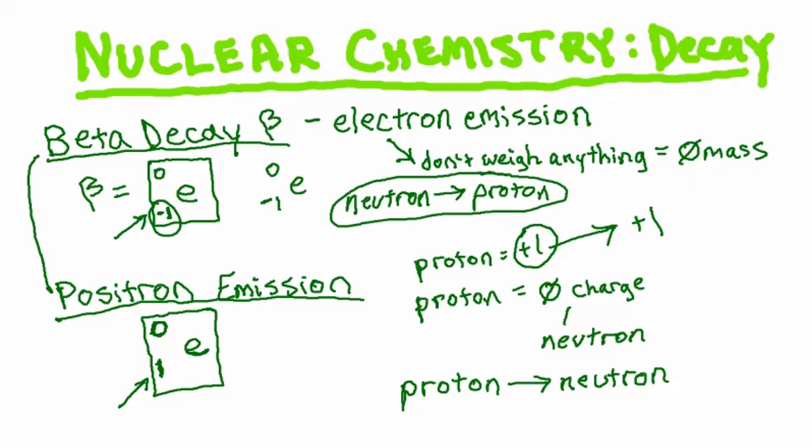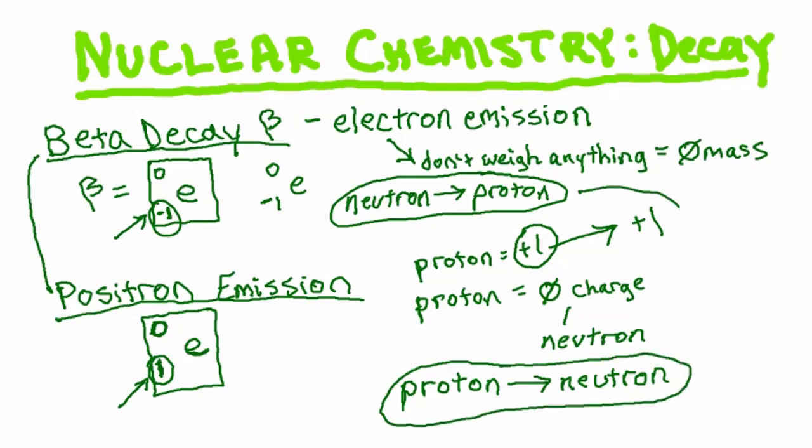And positron emission has a positive 1 down at the bottom because the proton is giving away its positive charge. So that means the proton turns itself into the neutron. So see, they're exact opposites of each other. And that also explains why they're written so similarly.